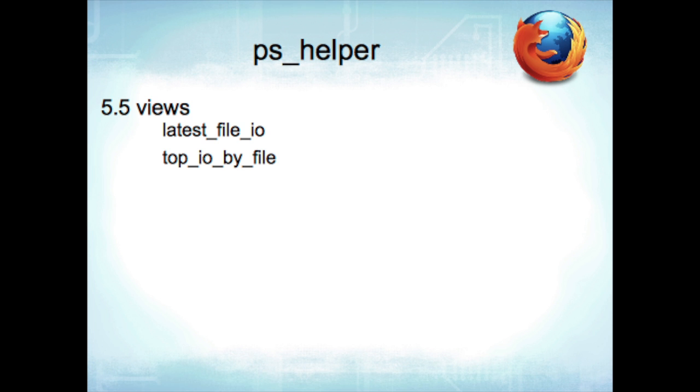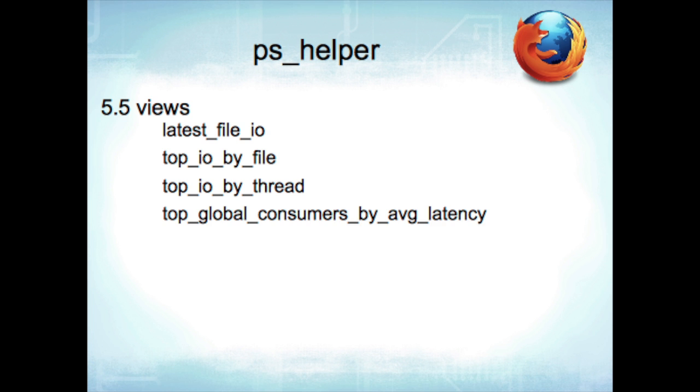Again, we saw how to do that with the tables. You could see how many reads, how many writes, the sum of the bytes that were read, the sum of the bytes that were written, the total of them. This makes it easier than writing that query. You can query this view. Top I/O by thread. Maybe you care what thread is writing the most and maybe you want to kill it.